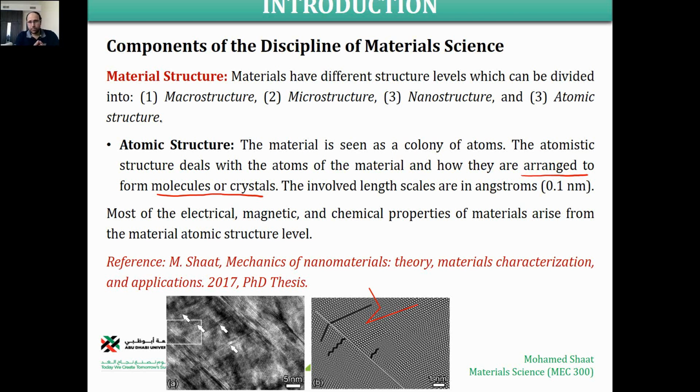So again, the concern of the subject is to find and understand the relation between the material structure, these different levels of the material structure, and the different material properties, especially the mechanical properties. Make sense? So that's it for this video.